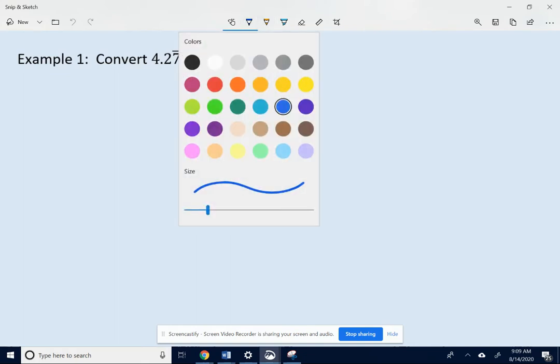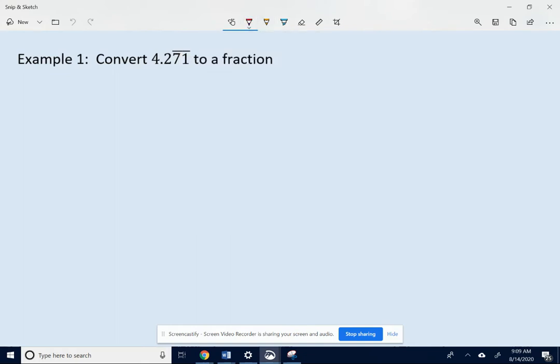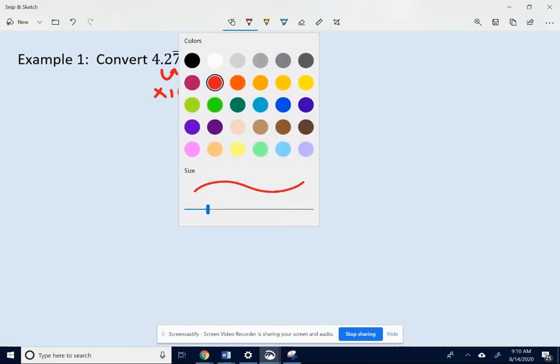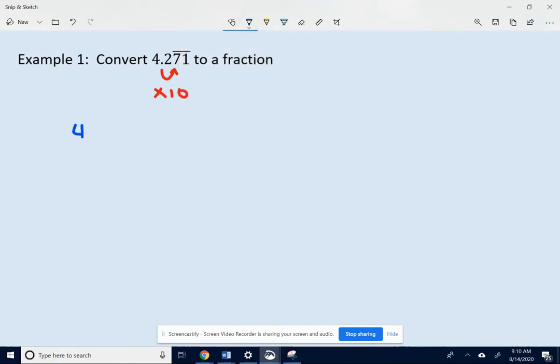So what I'm going to do is just write a little arrow there. I'm going to have to move that decimal point 1 to the right. So I'm multiplying by 10 when I do that. Okay, I'm going 1 to the right, which means I'm multiplying by 10. So I have 42.71 repeating if I multiply by 10.